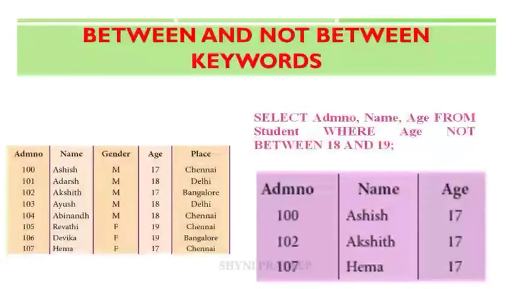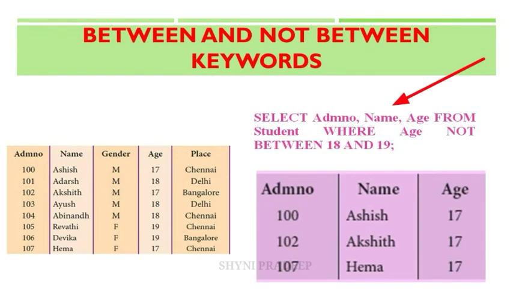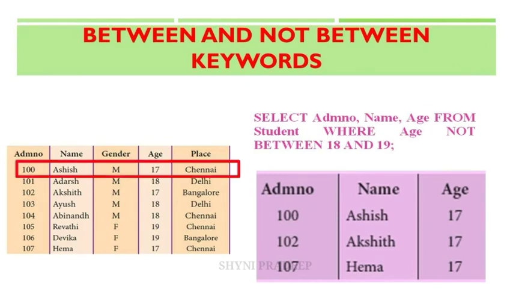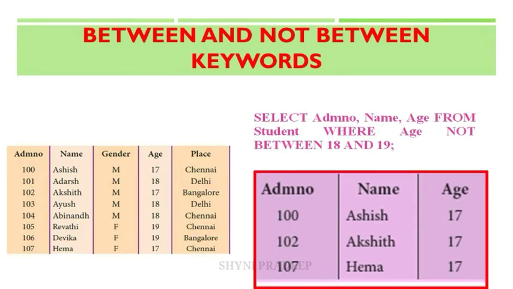Next, let us see about the NOT BETWEEN keyword. See here, this is the student table. Select admission number, name, age from student where age not between 18 and 19. Not between 18 and 19. Okay. So here you have to take the not satisfying records. What are they? Ashish, Akshit, Hema. See, this is the output.